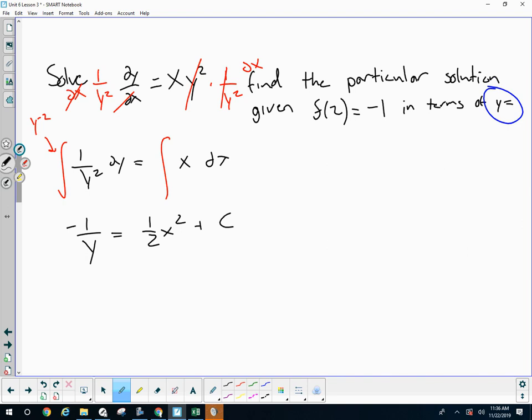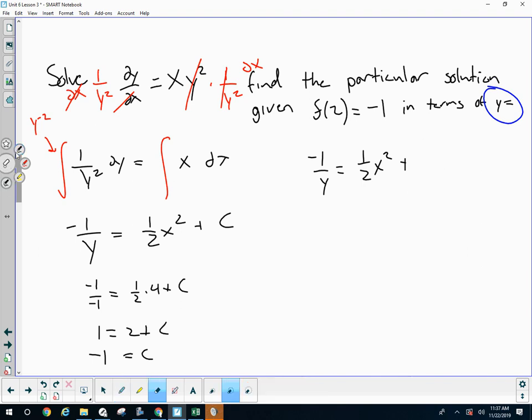Following? When do we want to find c? I don't know. It looks like we're going to have to do some work to solve for y. So why don't we just find c now? Why don't we plug in -1 for y and 2 for x? It ends up being very, very simple if I do that. 1 equals 2 plus c. c equals -1. So I found c.